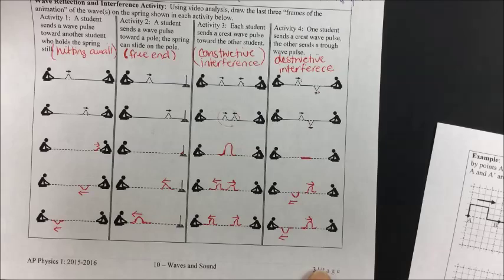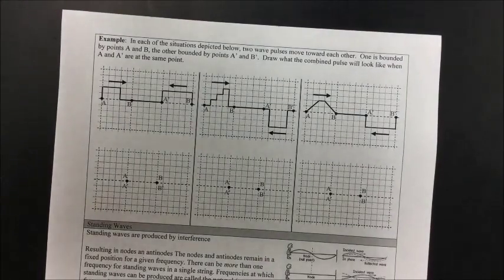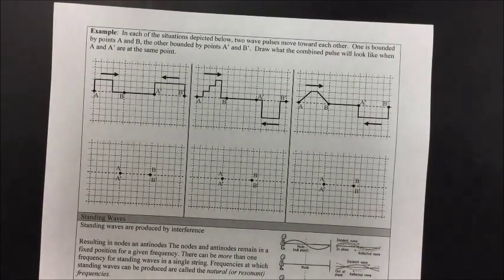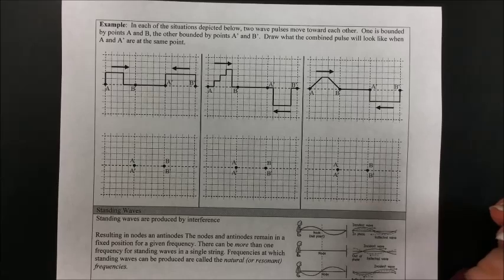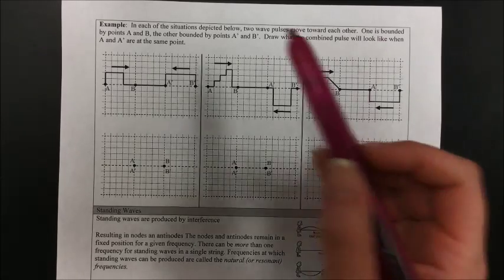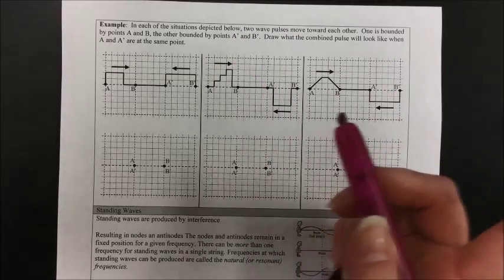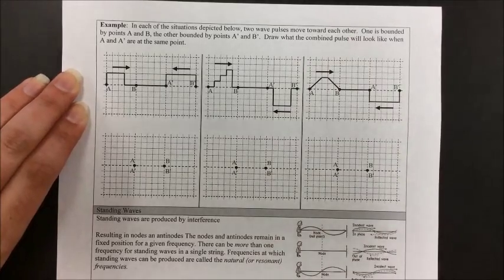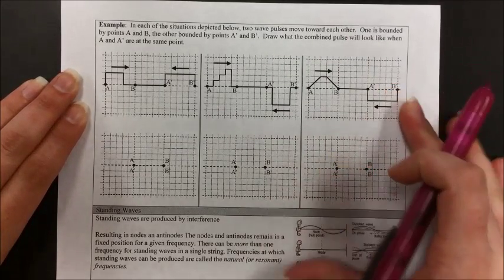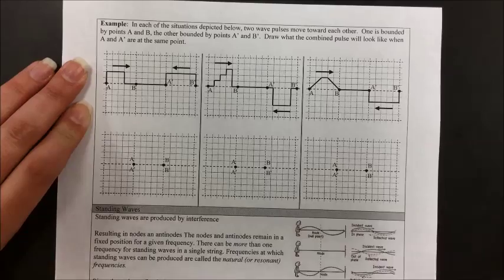Now we're going to actually go and look at the waves themselves on a graph and add them together. So that's going to be our next example. So in each of the situations depicted below, 2 wave pulses move toward each other. One is bound by points A and B, and the other bound by A prime and B prime. So that's just distinguishing between the 2. Draw what the combined pulse will look like when A and A prime are at the same point.